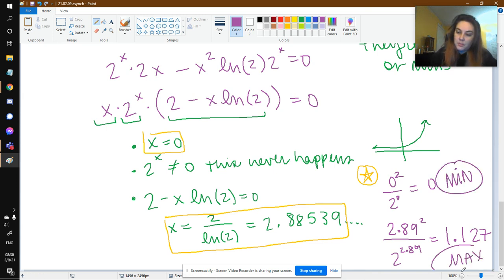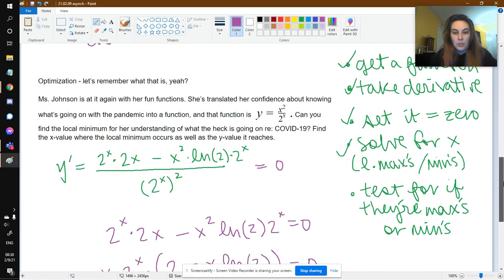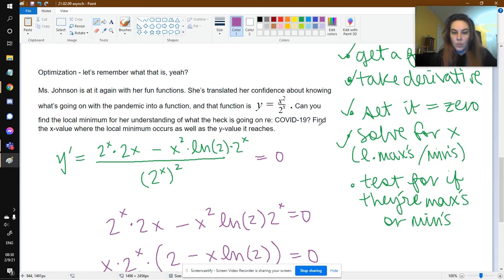This is our maximum. We scroll up to our word problem and we see what we actually asked. We're asked, find the x value where the local minimum occurs and the y value that it reaches. Boom. So my understanding was at a minimum on day 0 of the pandemic, and my understanding was 0. Makes sense.